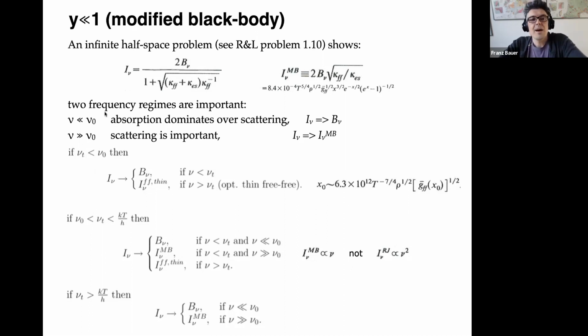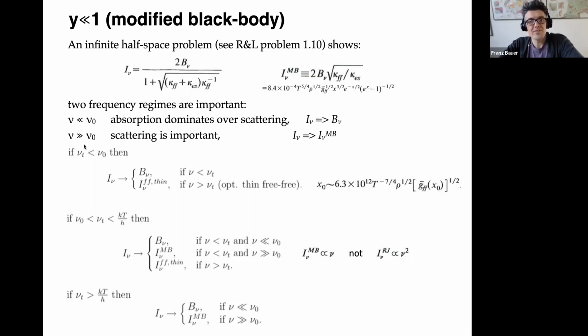And so we have the frequency regime where absorption dominates. And so basically what this should reduce to is just this should be equal to this at low frequencies, right? So we just have our nu to the squared power. Then we have someplace where scattering becomes important. And so we have that the intensity sort of moves into this modified black body form, which looks like this.